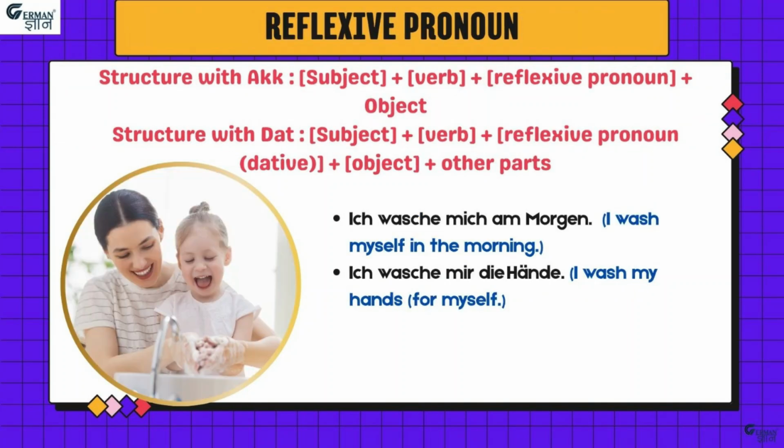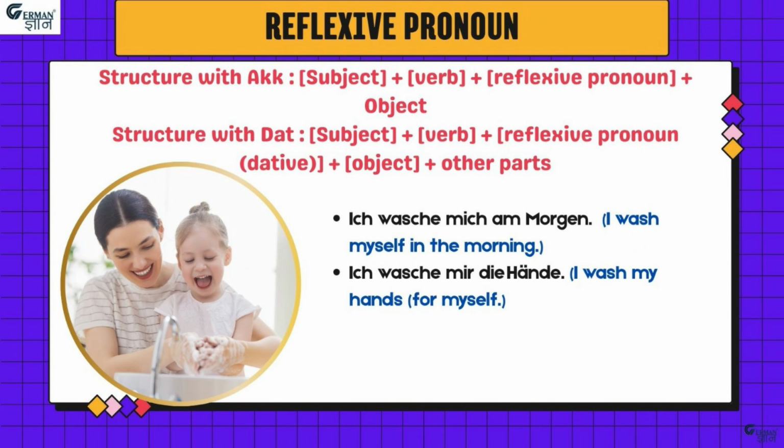The sentence structure of reflexive pronoun. So you have two cases, that is accusative case and dative case. For the accusative case, the structure is subject, verb, then reflexive pronoun, and then the rest of the sentence. And for the dative case, your sentence structure is subject plus verb, then reflexive pronoun from the dative case, then object, and then other parts of the body.